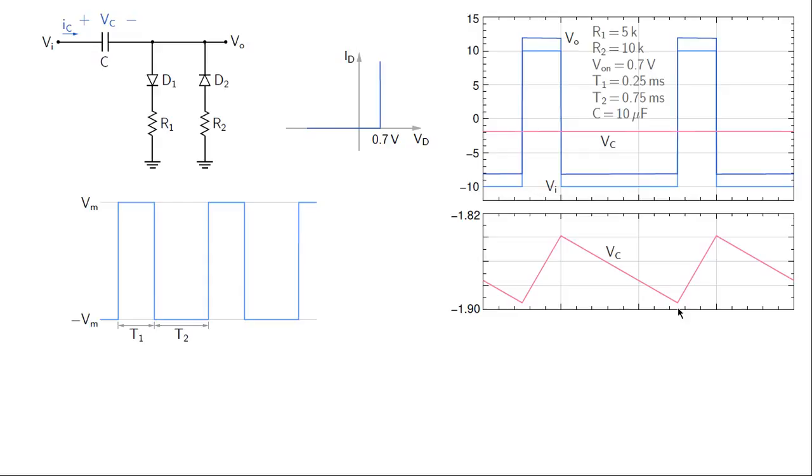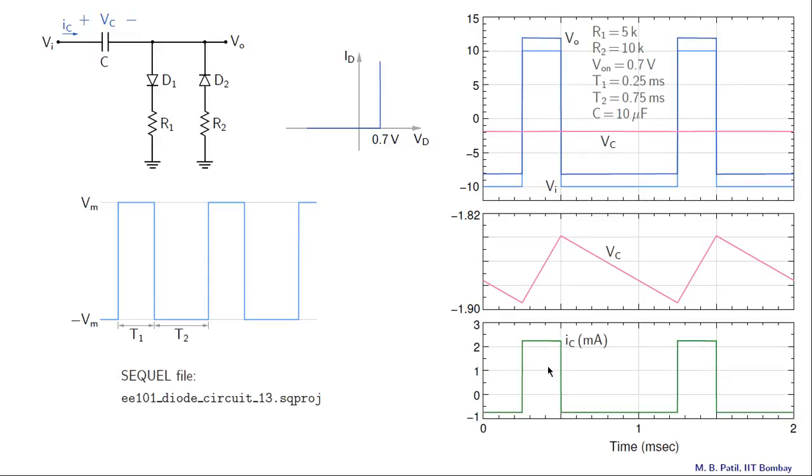Alright, let us now look at the capacitor current. That is what it looks like, and notice that it is consistent with our comments so far about the charging and discharging of the capacitor. During this interval, when the capacitor is charging, IC is positive, and during this interval, when the capacitor is discharging, IC is negative.